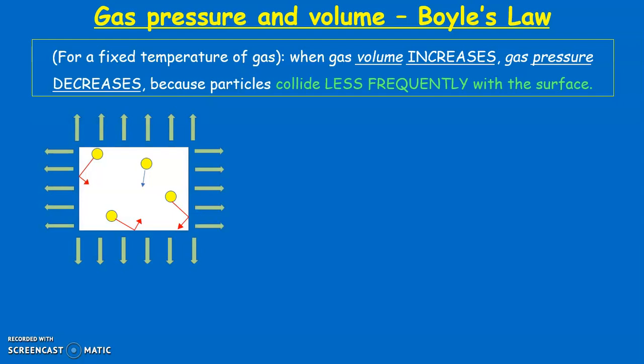So here's that box again with some gas particles. We can see inside they're colliding. We've got a small volume. Collisions are higher than what we'll see in a second. Gas pressure is high here.